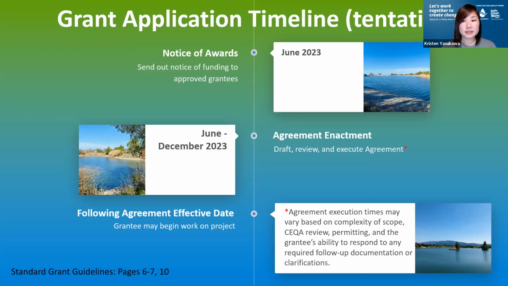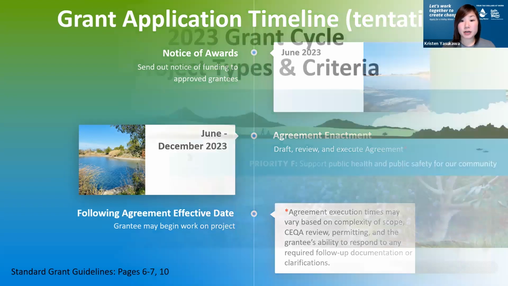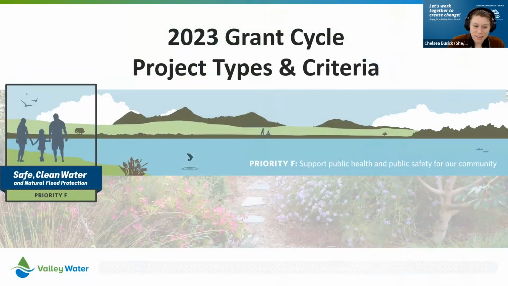All right, so that's where we are in a nutshell, and I am going to hand it over to Chelsea to talk more in depth about each project type. Thanks, Kristen. So the next few slides will introduce you to the project types as well as examples of past projects that we've seen to give you an idea of the diversity of the projects that we fund. As a reminder, and as Kristen mentioned, you can only choose one project type. If your proposed project fits in multiple priorities, pick the best fit based on the criteria and scoring information in the guidelines for each project type.